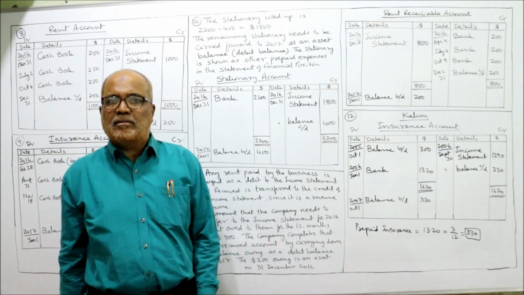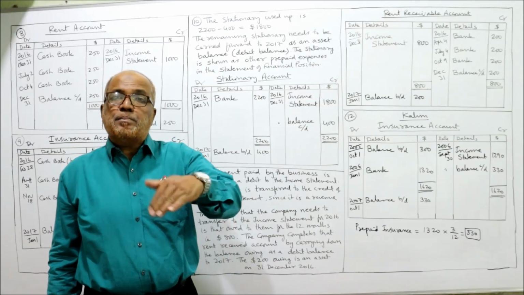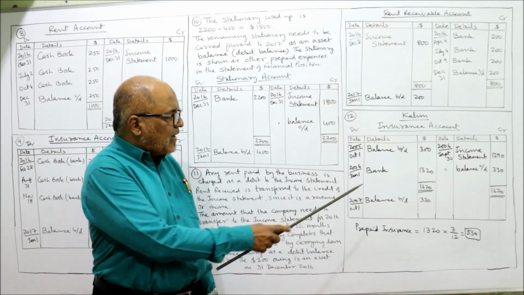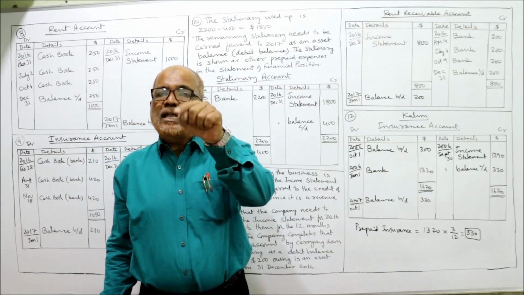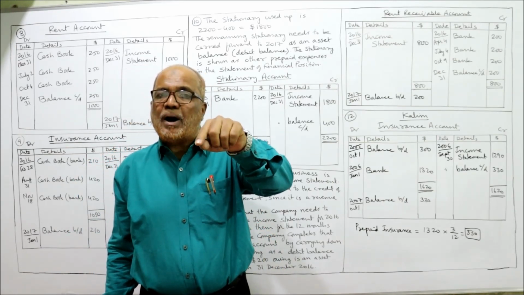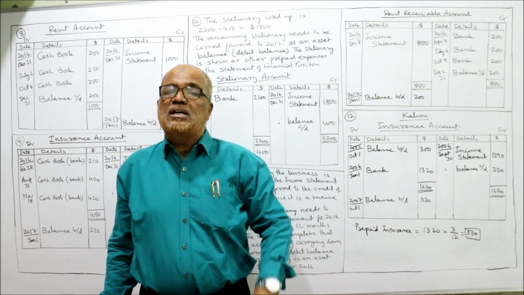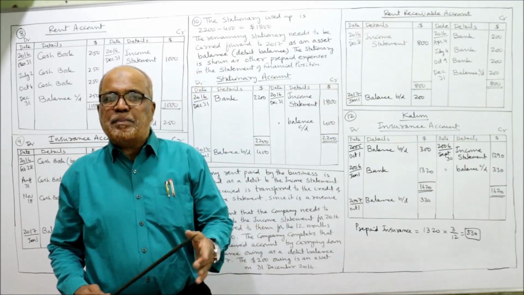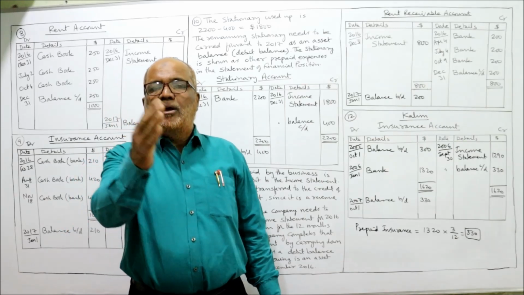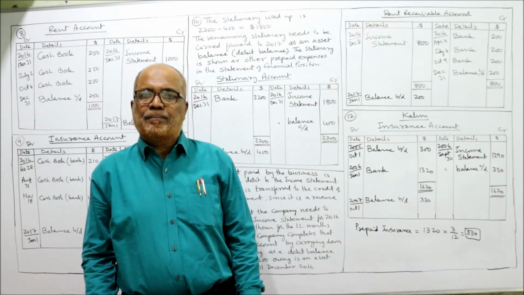This is the amount paid. Now how much amount is prepaid? This 1,320 is paid for 12 months, 1 year. And this 1 year is going to expire on 31st December, because the insurance premium is paid from 1st January to 31st December.